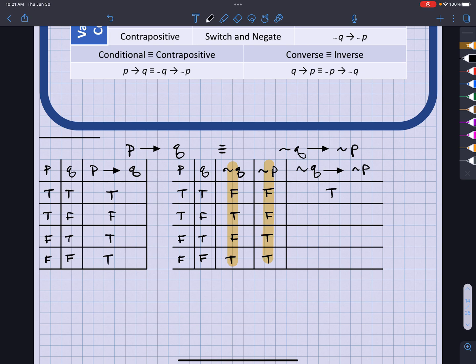If you wash my car and I don't pay you $50, that's bad. If you don't wash my car and I pay you $50, that's still a great deal. And if you wash my car and I pay you $50, that's still a fair deal. Okay, so if you look, the first row is true, so is this first row. The second row is false, so is this second row. The third row is true, so is this third row. This fourth row is true, so is this fourth row. And that is what makes them equivalent.